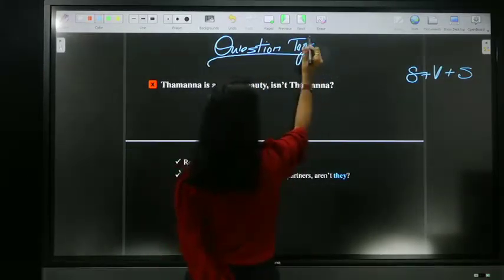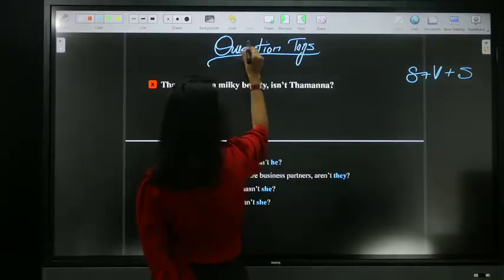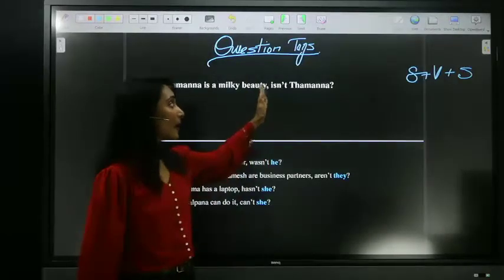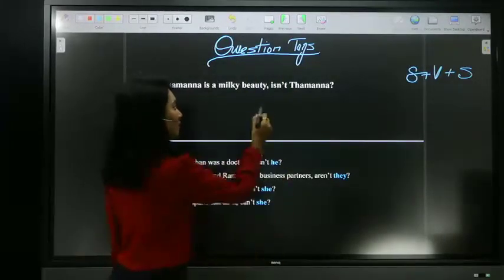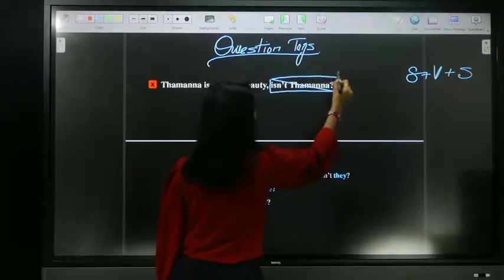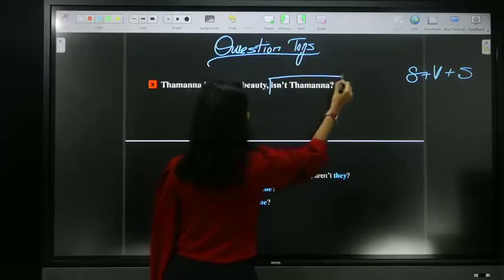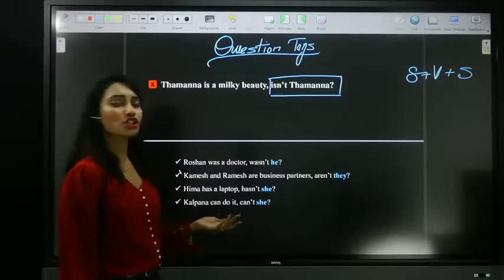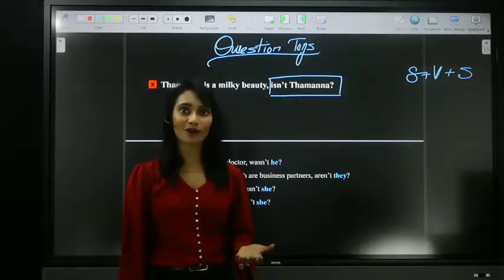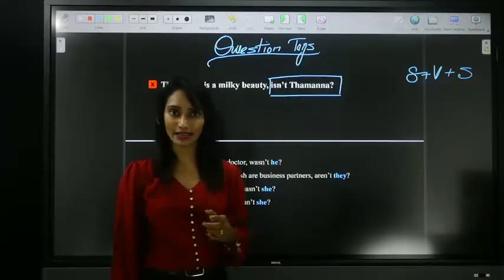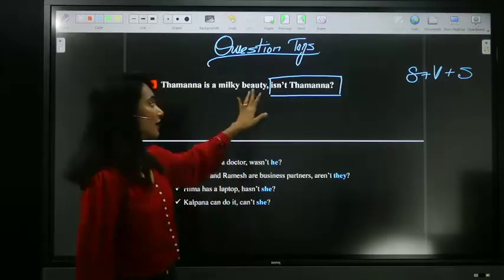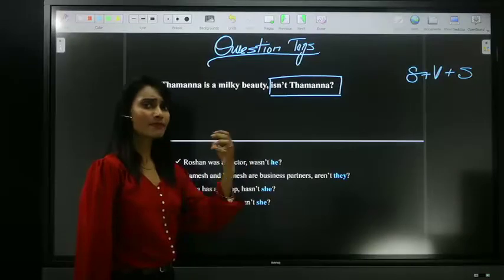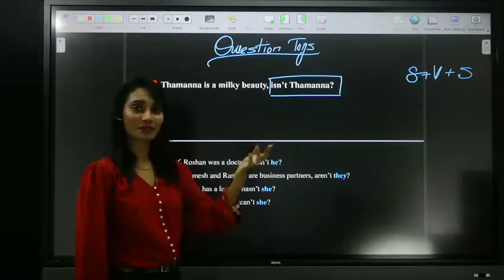So what are these question tags and how do we make one? Question tags, as the name itself indicates, are a tag part to a sentence, a tag part which is in the form of a question. Why do we use it? We use question tags in order to confirm something which you told, or in order to get some information or a response from the second person.